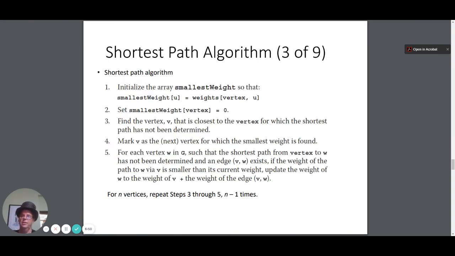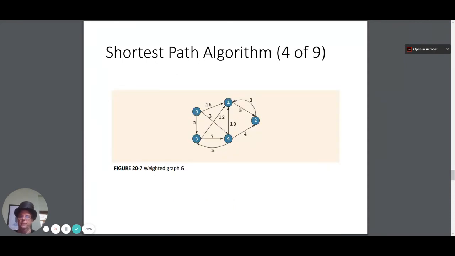Then we initialize the array smallest weight, so the smallest weight is the weights of the vertices of the paths from the initial vertex to any other vertex to which it's connected. And the smallest weight from the vertex to itself is 0. Find the vertex V that's closest to the vertex for which the shortest path has not been determined, mark it as the next, and then update the weights now that we're allowed to go through W. And we repeat these steps 3 through 5 n-1 times. So let's take a look at how it works.